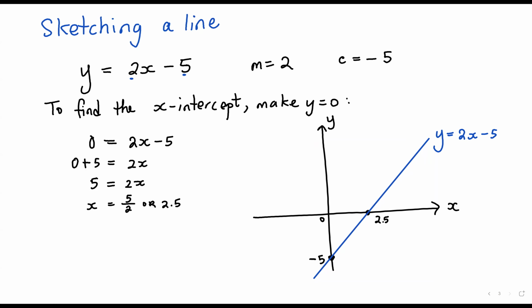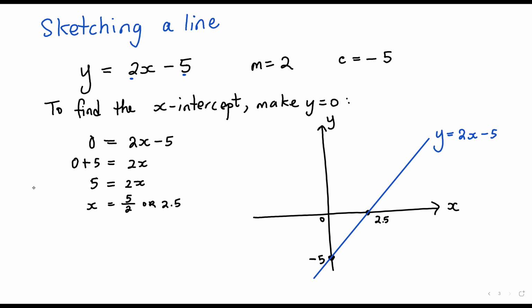And to find where the graph cuts the x-axis, you have to make y equal to 0. Once you did that, you could just sketch the graph, right? We also know that the graph is increasing from left to right because we identified the gradient as +2. Once you have a positive gradient, the graph is going to be increasing from left to right.